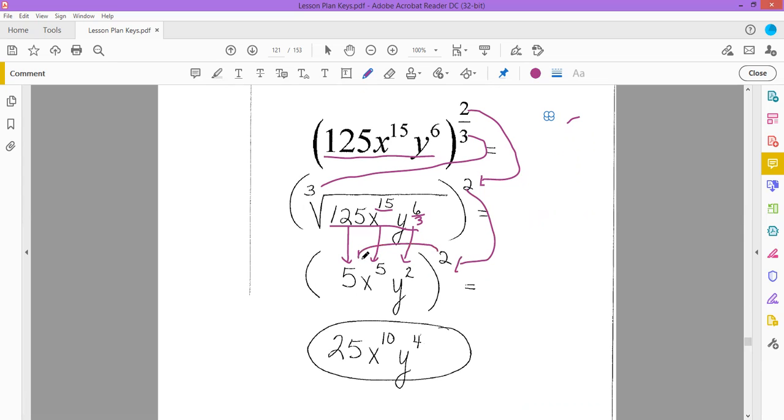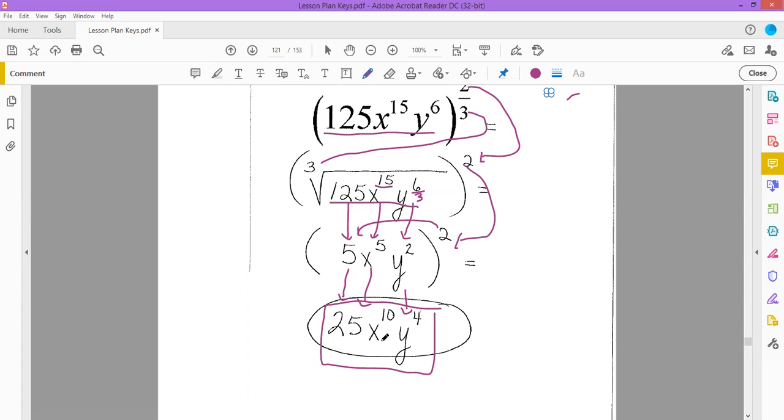Now we want to distribute that power. So 5 to the 2nd power gives us 25. X to the 5th power, when we raise that to the 2nd power, we get x to the 10th. And then y squared, when we raise y squared to the 2nd power, we get y to the 4th power. This is our answer. 25 times x to the 10th power times y to the 4th power.